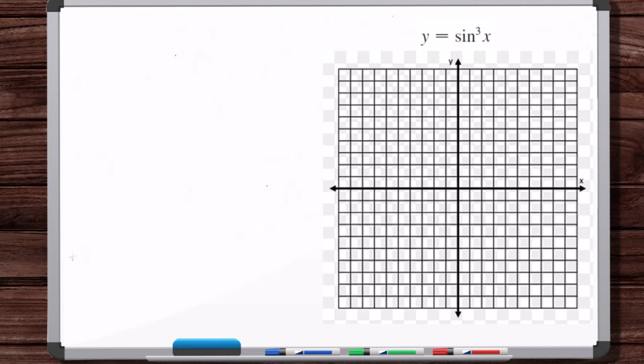Okay, we're continuing with the curve sketching series of videos. In this video, we're going to sketch the function y equals sine cubed of x. All right, step one, the domain.